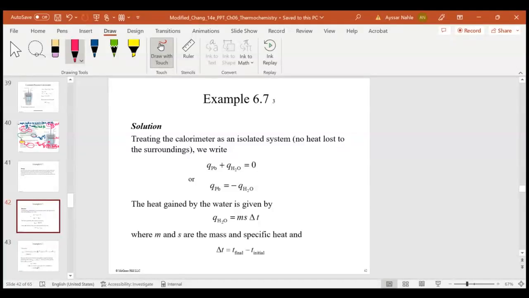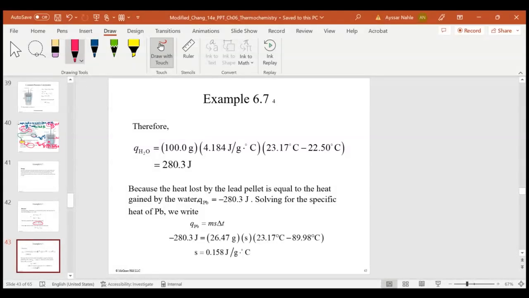Now, delta T, we know what delta T is. We start with the Q for the water equal to specific heat times mass times delta T, and delta T is T final minus T initial. So the Q for the water will be the mass of the water multiplied by the specific heat of the water multiplied by delta T. And that's what we have done in here.